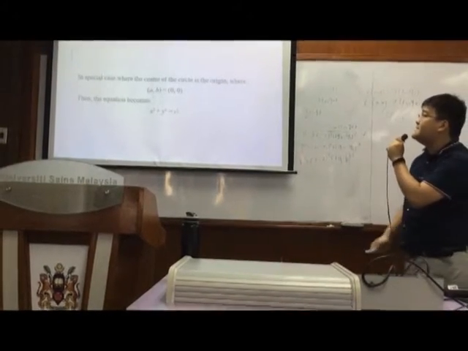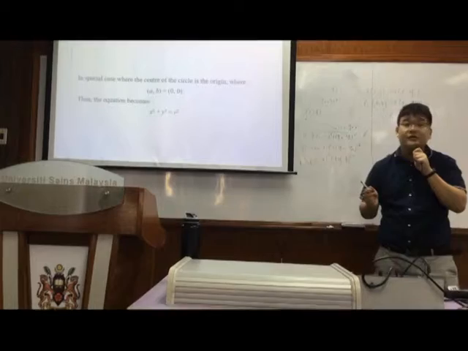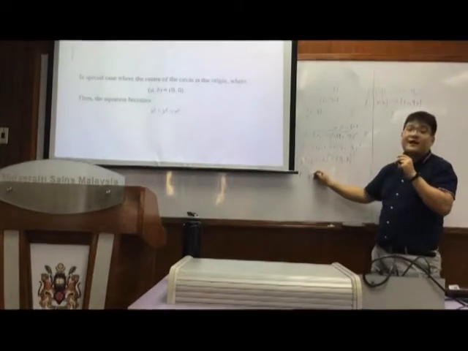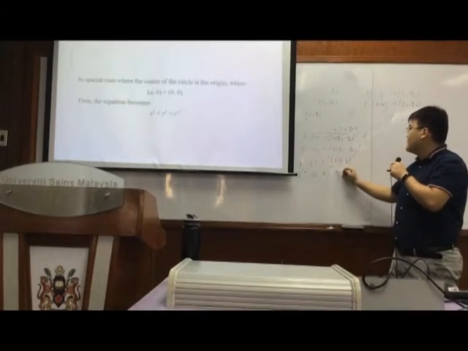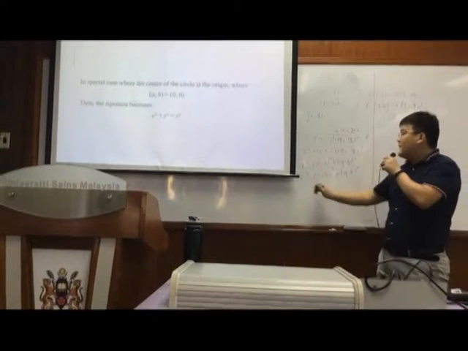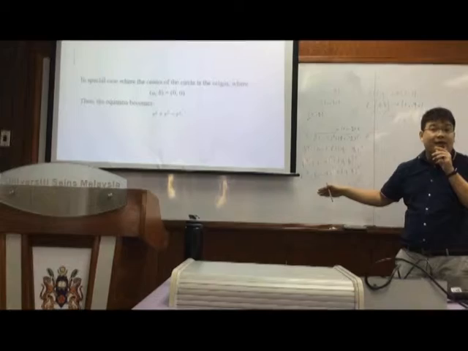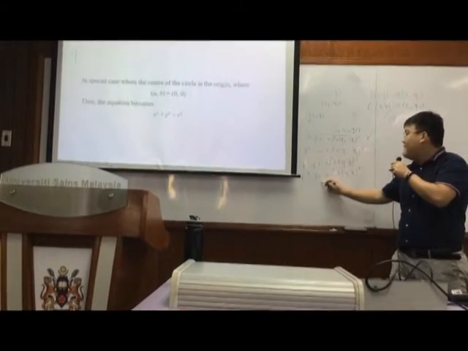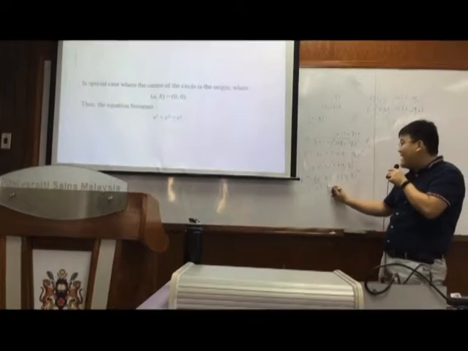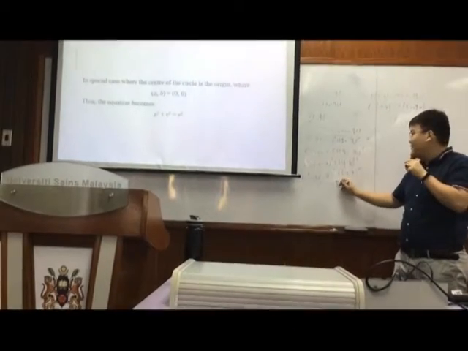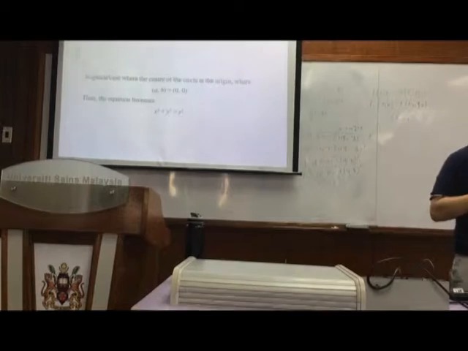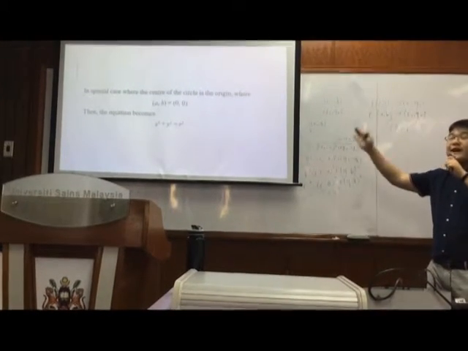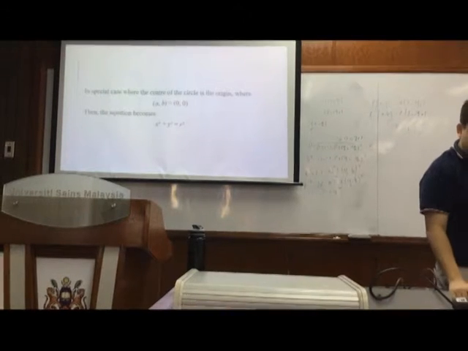In the special case where the center of the circle is the origin, where (a, b) equals (0, 0), we try to substitute a and b as 0, 0. So r squared we copy down, and x minus 0 equals x, so we have x squared. y minus 0 equals y, so we have y squared. Very good. So this is the equation of a circle where its center is (0, 0).